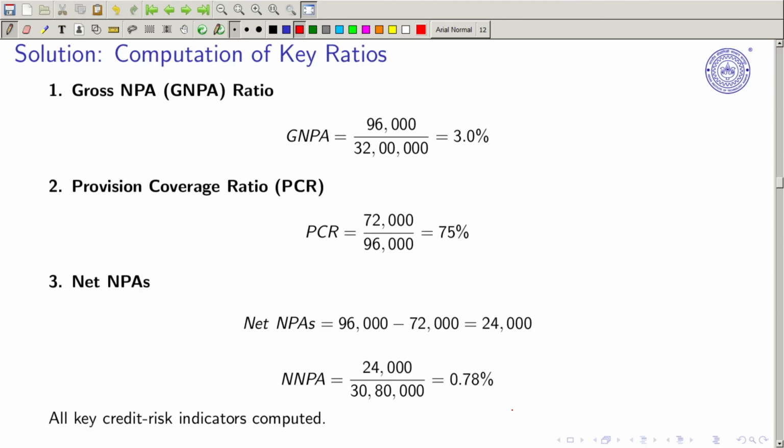If you go by it, 96,000 upon the total advances comes out to be 3%. The provision coverage ratio that we mentioned comes to 75%, that is, 72,000 upon 96,000.